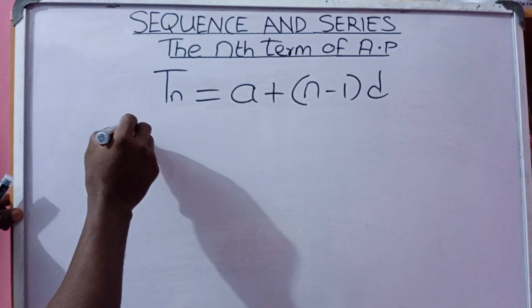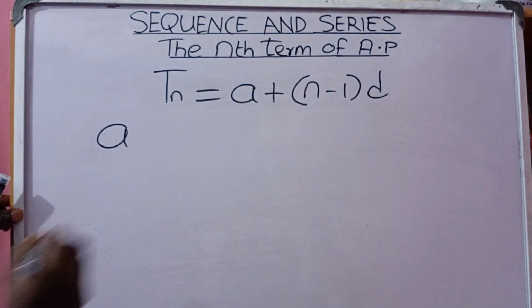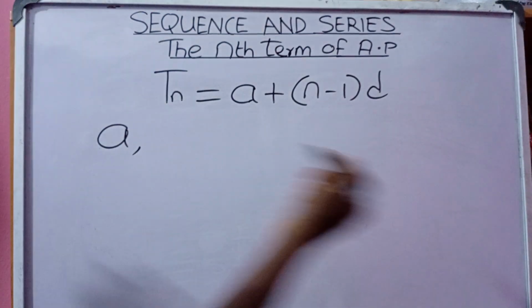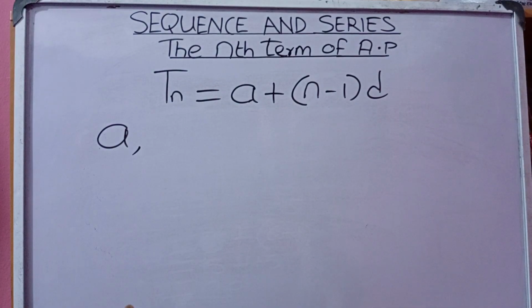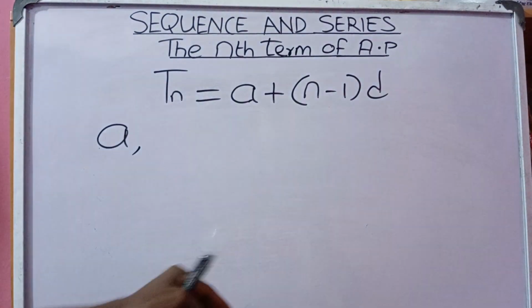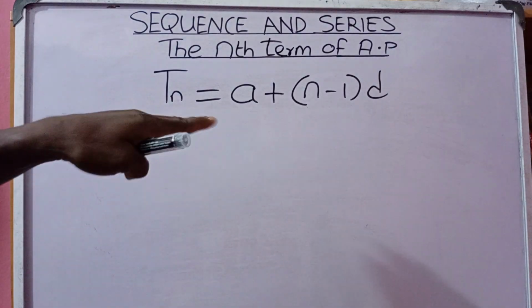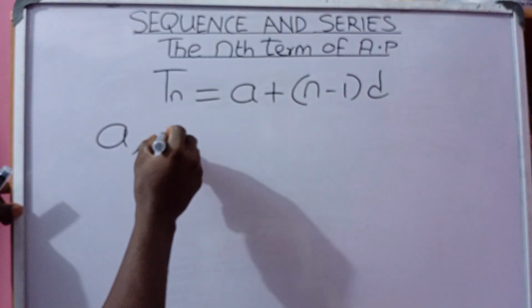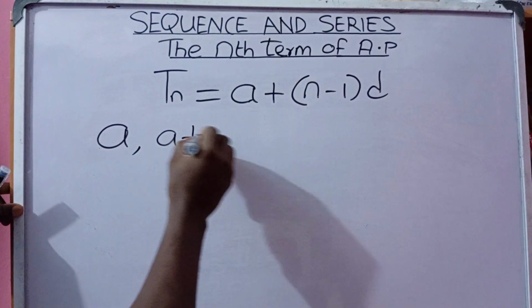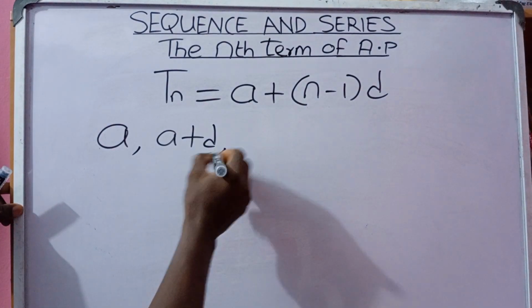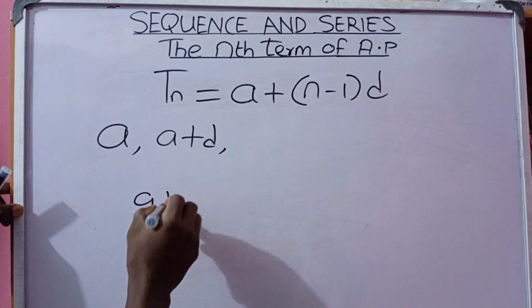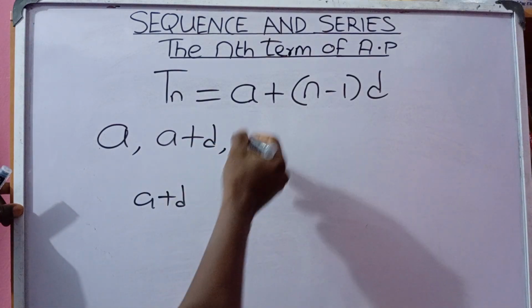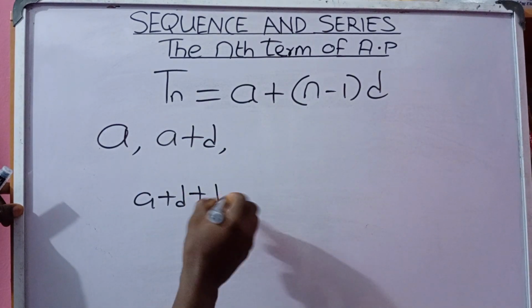Recall that the first term of an AP is A. How do we determine the second term? We determine the second term by adding the common difference, just like I was adding the common difference to that particular sequence to get the subsequent terms. So to get the next term, that will be first term plus common difference. To get another one, as I have A plus D as my second term, I have to add another common difference again.